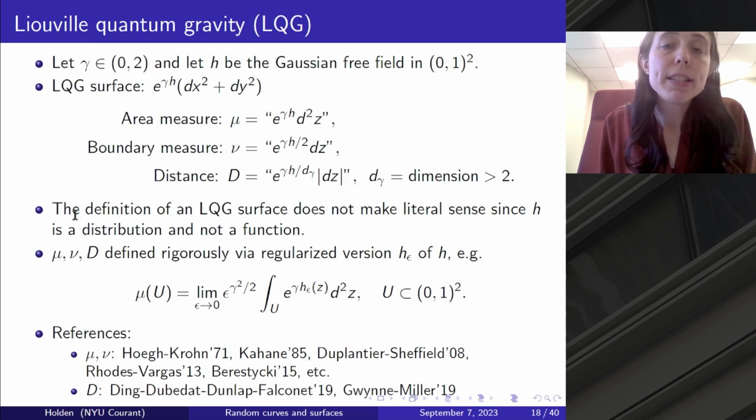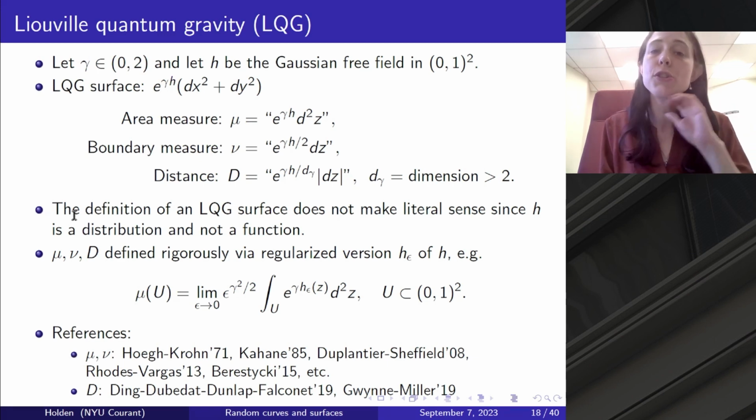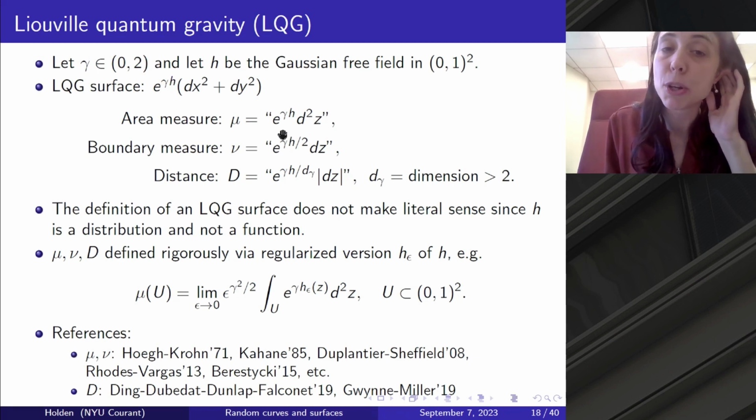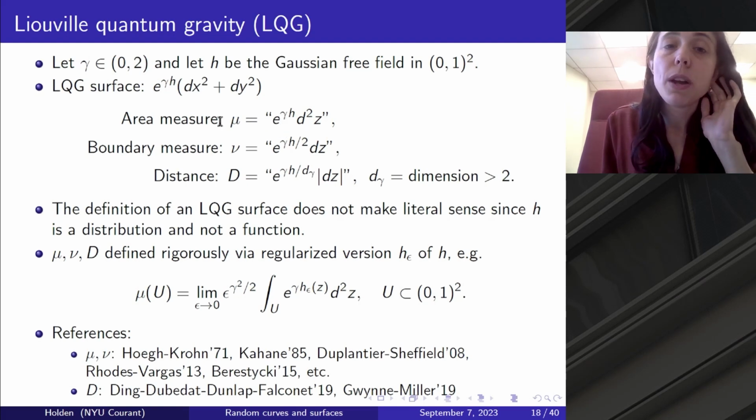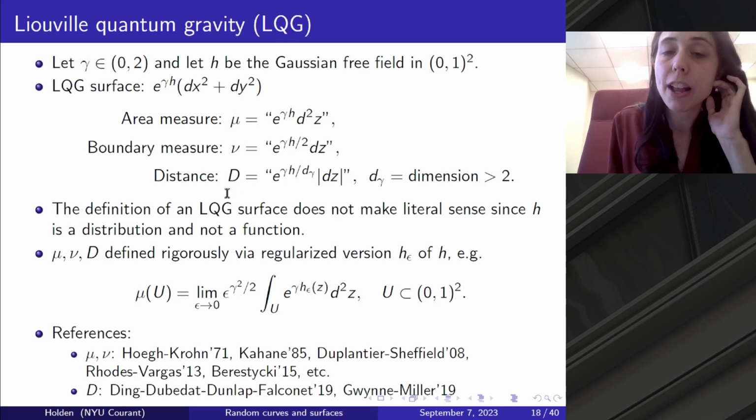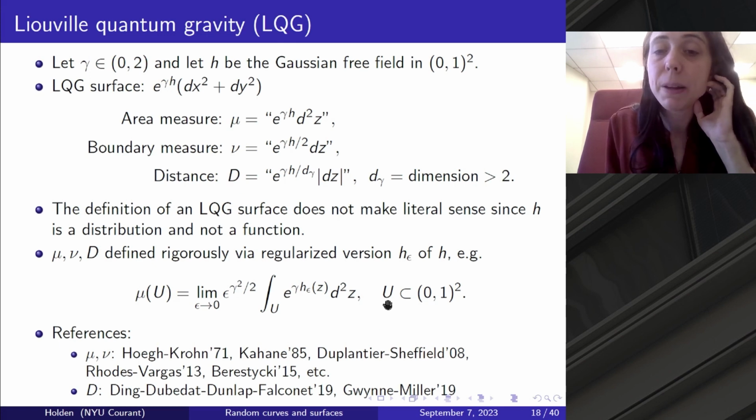The definition of this LQG surface doesn't make literal sense because h is a distribution and not a function, so it's not obvious what e to the power some constant times h means. But one can argue that these two measures mu and nu and this metric or distance function d can be defined rigorously via regularization of the field.